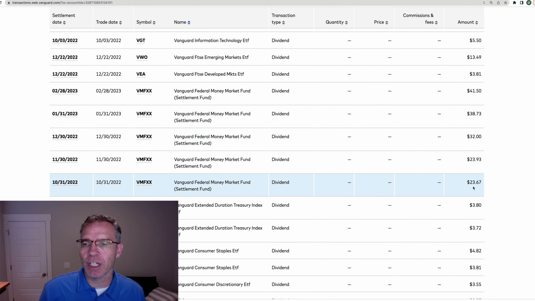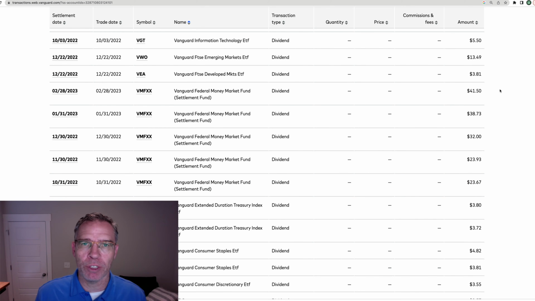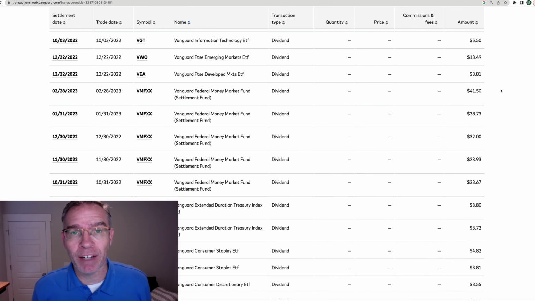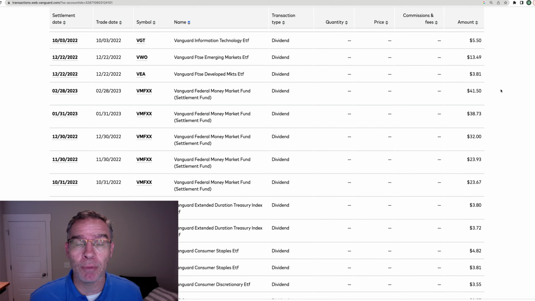And if you look here at the last few, you'll see that it's gone from $23.67 back in October up to $41.50. Of course, interest rates have been rising, and so the yield on this Vanguard Federal Money Market Fund has also been going up. Now, this is cash that I'm not actively using for investing at the moment, and it's earning about 4.5%. That's doing better, actually, than my regular investments at the moment.